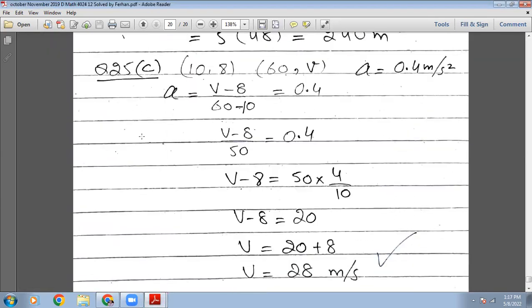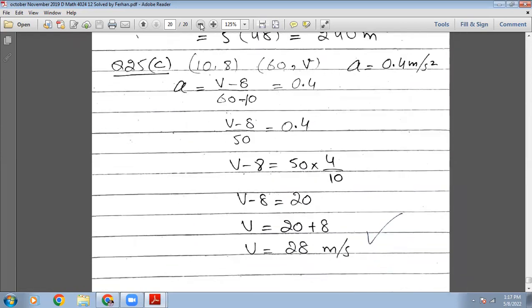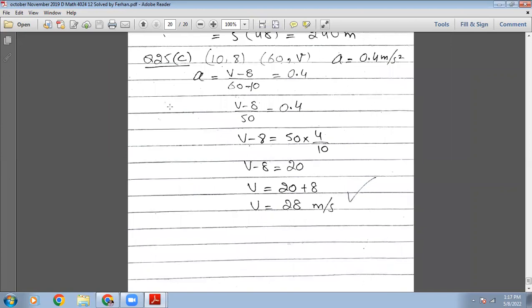So here on your screen, I take 2 points on that line, (10, 8) and (60, V). Acceleration is already known to me, and that is 0.4 meter per second square. A equals V minus 8 divided by 60 minus 10 equals 0.4. So V minus 8 divided by 50 equals 0.4. V minus 8 is equal to 50 multiplied by 4 by 10. So V minus 8 is equal to 20. V equals 20 plus 8. And V will be equal to 28 meter per second. So let me reduce the size so you can see the whole part together. So this is how you will find the velocity when the time is 60.